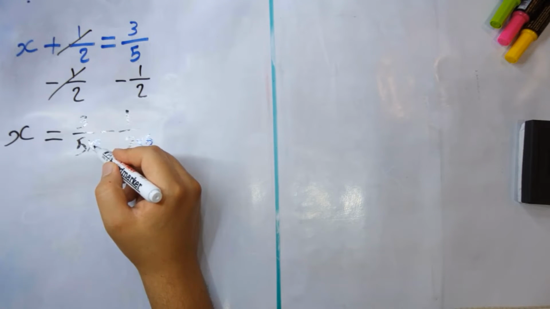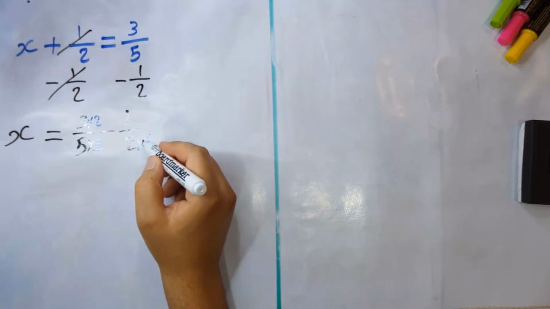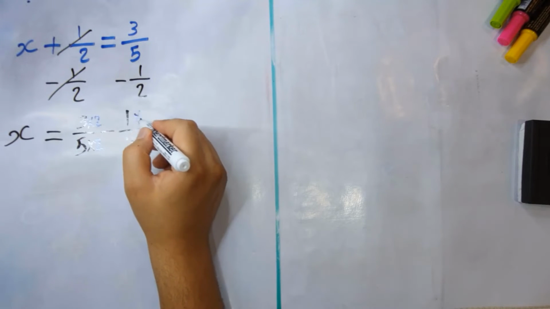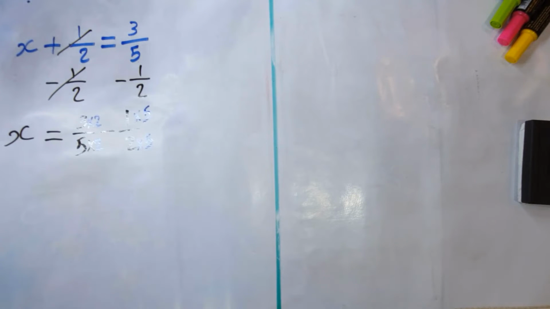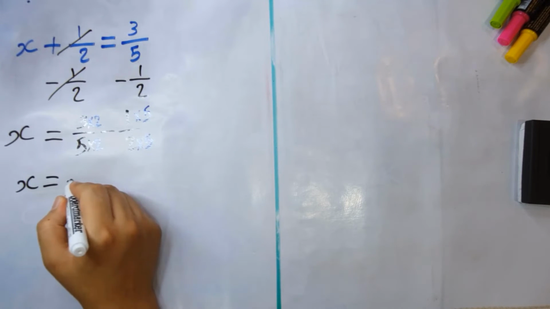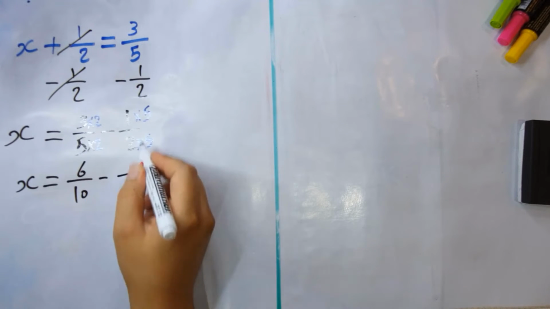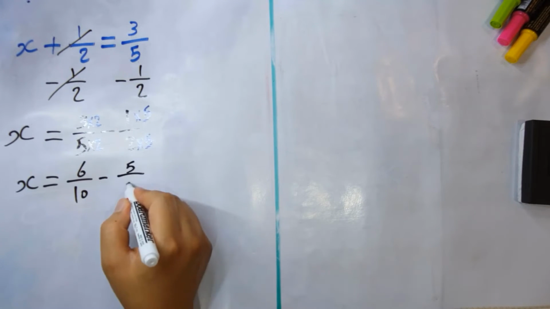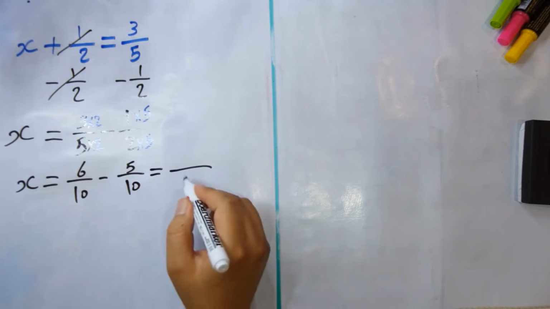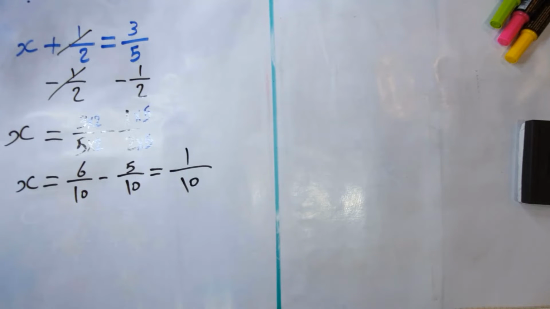But if you multiply down with any number, you should multiply up with the same number. On this side also, we multiply down by 5, then multiply up by 5. Then x equal, on this side 2 times 3 is 6 and 2 times 5 is 10, minus 5 times 1 is 5 and 2 times 5 is 10, equal, the denominator now is the same, then write it the same, and 6 minus 5 is 1.